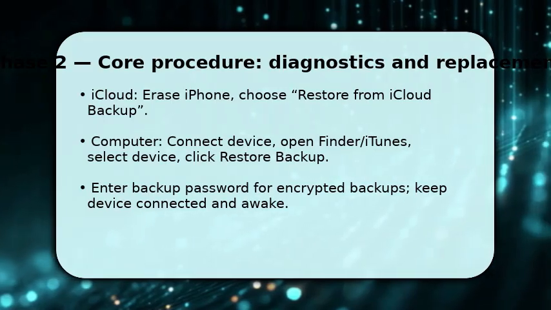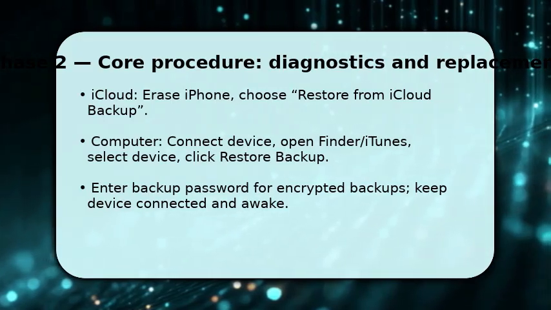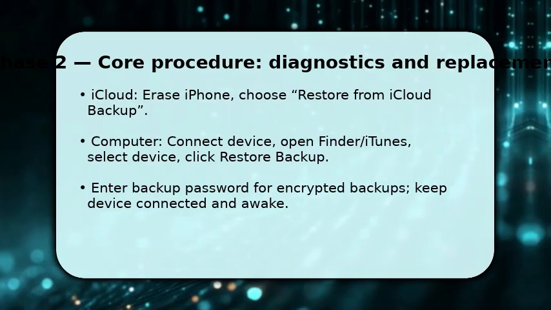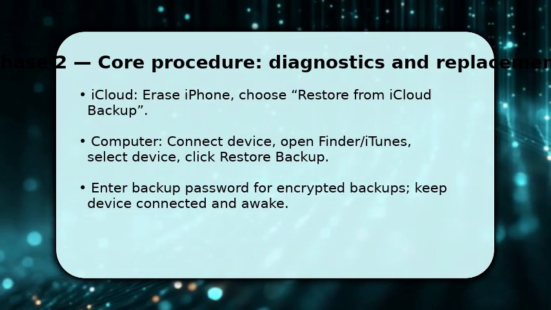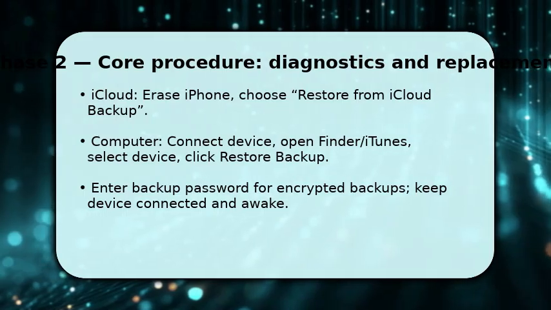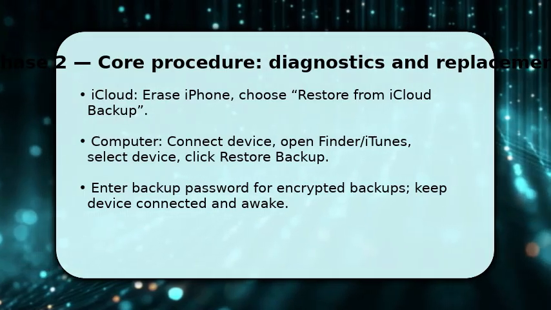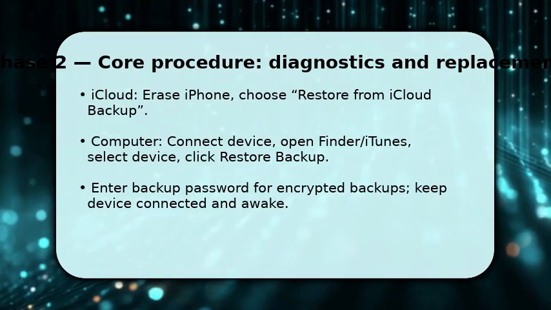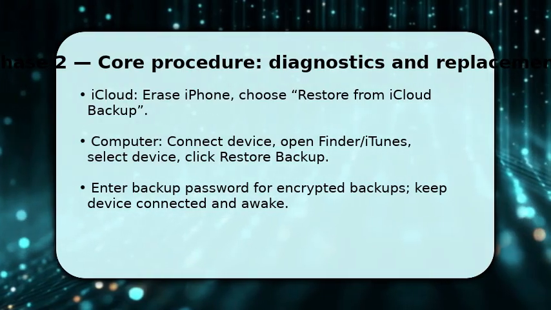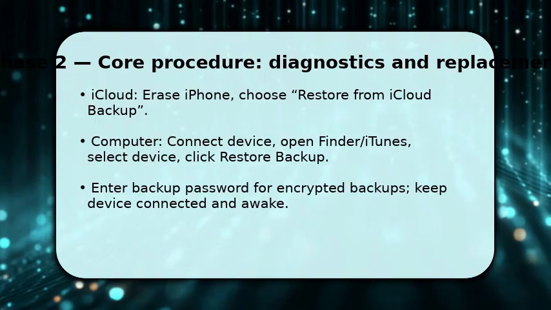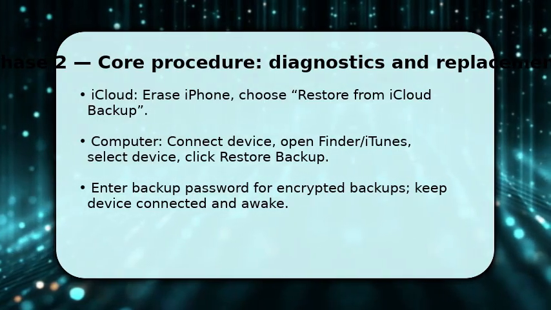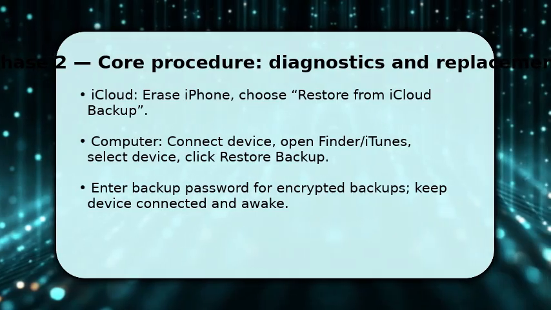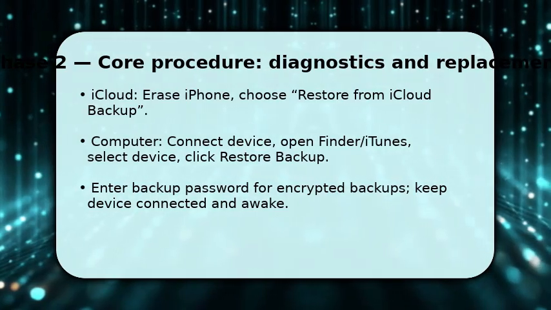Now you perform the actual restore, and I'll walk you through both paths. For iCloud, erase the iPhone and during setup, choose Restore from iCloud Backup, then pick the backup and wait for the indexing to start. For Finder or iTunes, connect the iPhone, open the app, select your device, then click Restore Backup and choose the file. Make sure to enter the encryption password if requested. Otherwise, credentials and health data won't return. Keep the device connected and screen unlocked until the process completes.